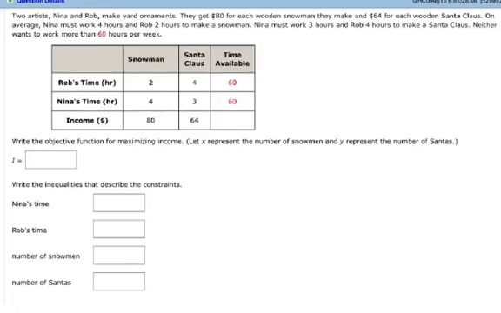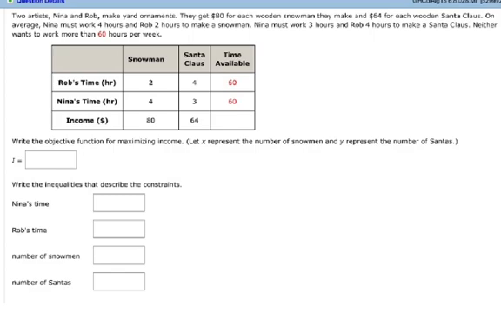Anyway, you've got two artists right here, Nina and Rob. Let me change my color. They make yard ornaments. They get $80 for each wooden snowman, and they make $64 for each wooden Santa Claus. On average, Nina must work 4 hours and Rob 2 hours to make a snowman. Nina must work 3 hours and Rob 4 hours to make a Santa Claus. Neither wants to work more than 60 hours per week. Well, I would think not.